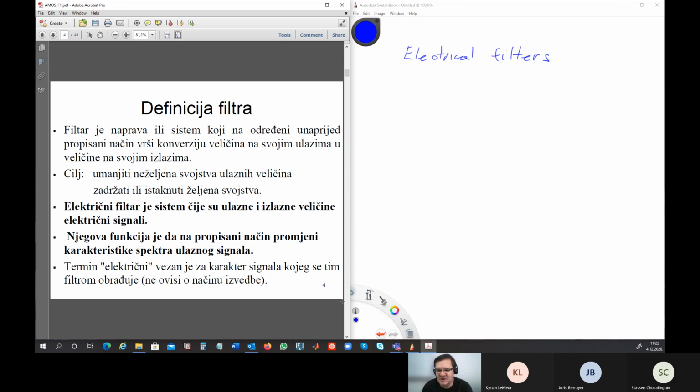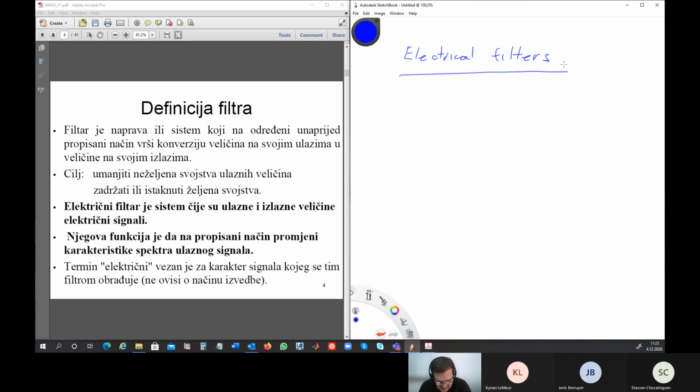What is the definition of the filter? I will look at the left side, which is in Croatian. I don't have these slides in English. Later we'll have the slides in English, but for the first lectures we don't have them, so I will explain to you. You can listen to me or you can read what I write in English.